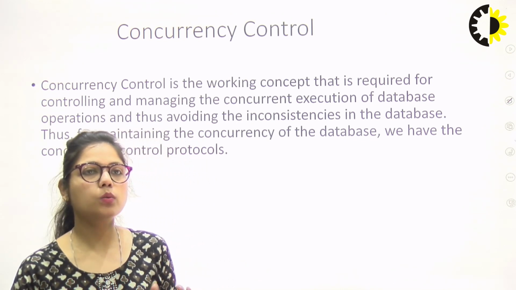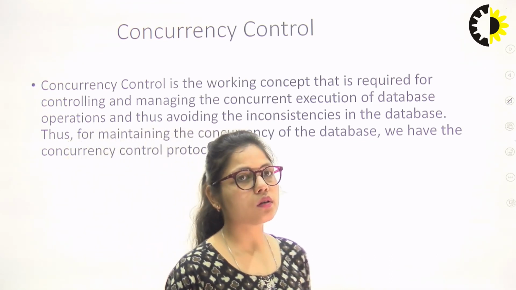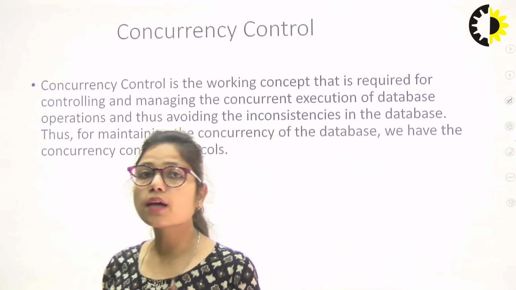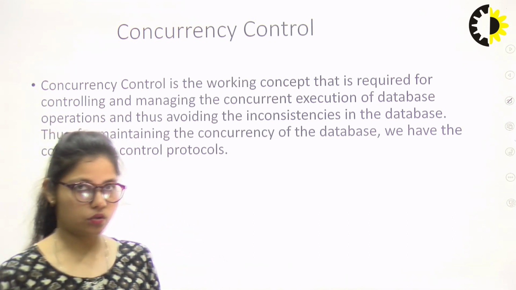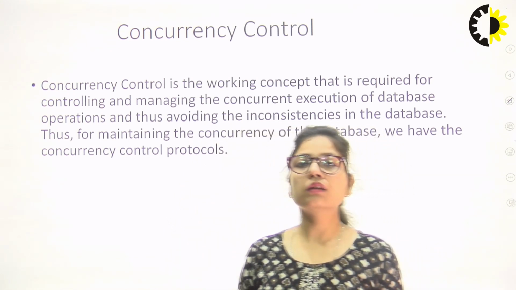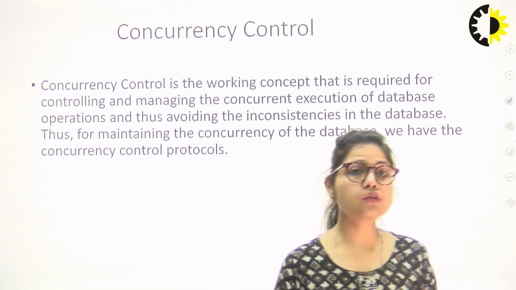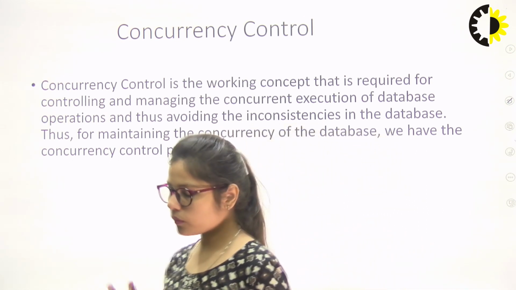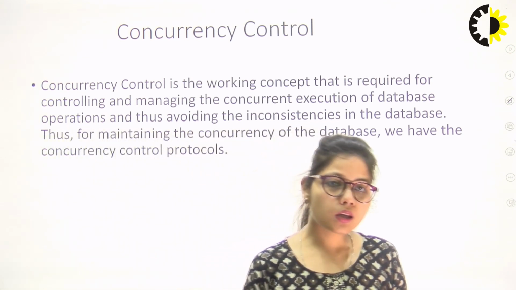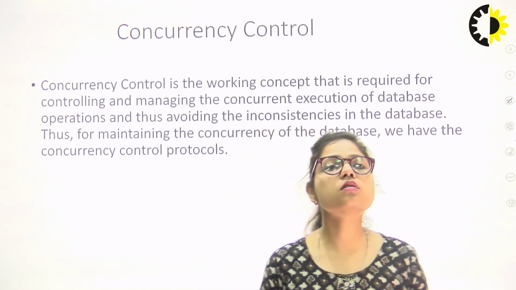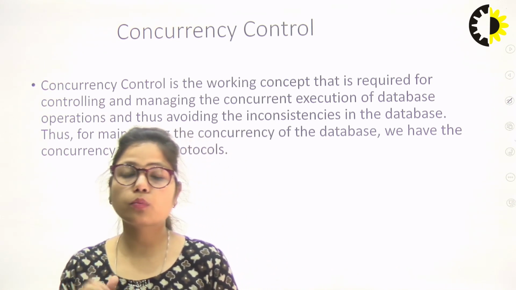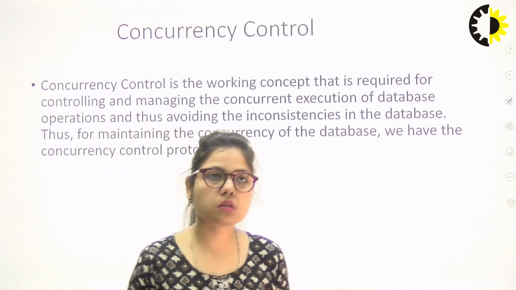Basically, first we need to understand what concurrency control is. Concurrency control is the working concept that is required for controlling and managing the concurrent execution of database operations, and thus avoiding inconsistencies in the database. For maintaining the concurrency of the database, we have the concurrency control protocols. These protocols are for avoiding failures or inconsistencies in the database. For proper concurrent management or proper concurrent execution, we need concurrency control protocols.